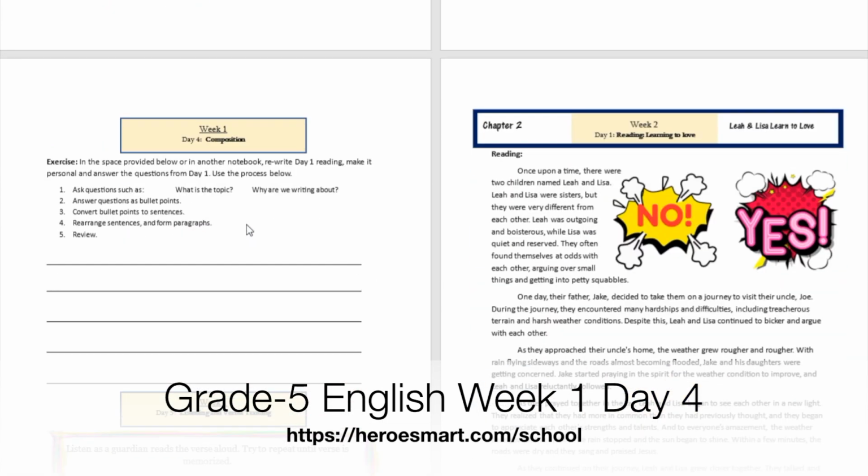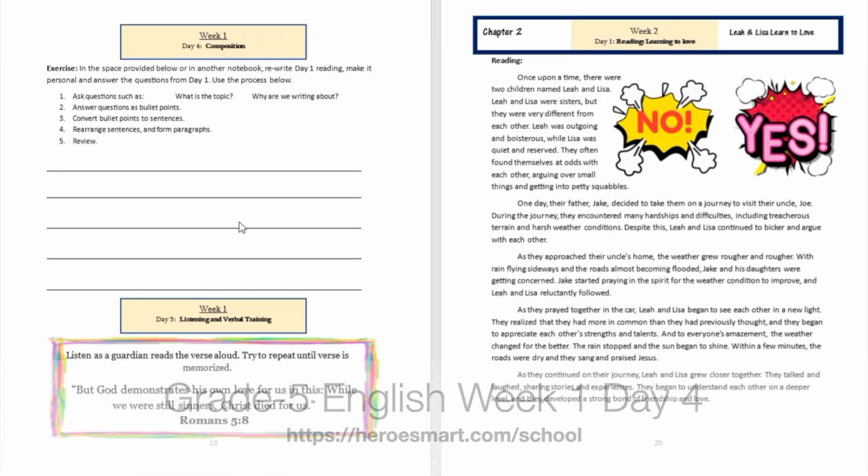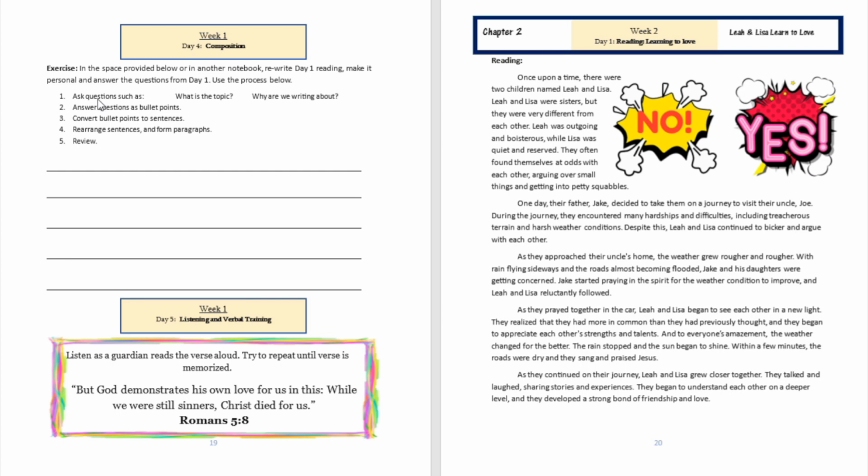In day number 4, the first thing you want to do is ask yourself questions. Look at the steps over here. Ask questions. What kind of questions can you ask yourself? What is the topic? The topic is learning about patience, or Samuel learns patience. That's a question you can ask yourself. Then you can ask another question: Why are we writing about this? Ask yourself those two questions, and additional questions too. Where did this occur? Samuel's family was driving around and they saw somebody with a broken down car.